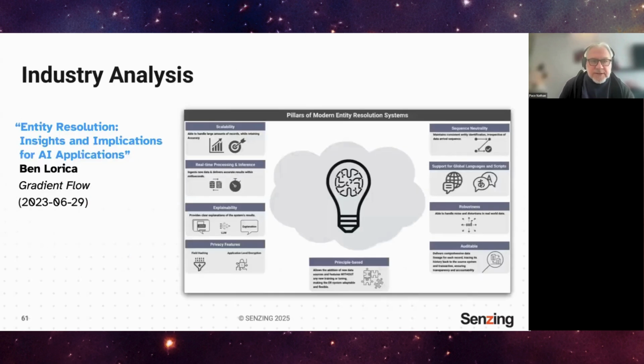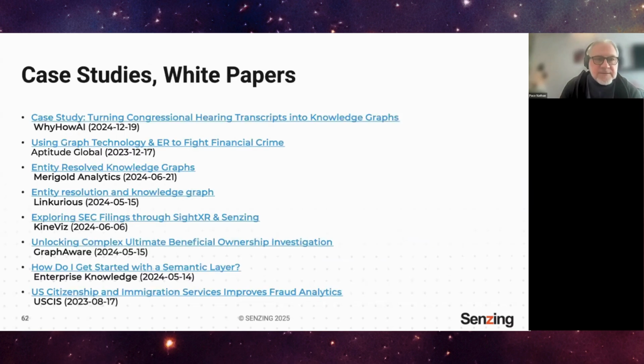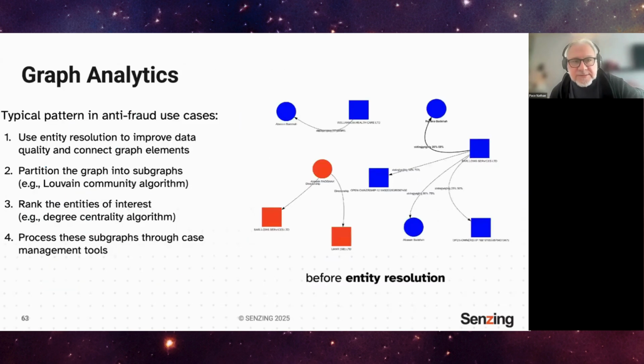Next slide, please. And to take this further, my colleague Ben Lorica, a couple of years ago, wrote this industry report about modern entity resolution systems, what to consider, where the hard parts are. And again, it's echoing a lot of what Jeff just presented, but definitely a good read there. And along with that, there are several other case studies. Here's a recent one from Waihow, an AI company in San Francisco, turning congressional hearings into knowledge graphs and then operating on them. A lot of other different partners and vendors we've been working with: Kinaviz, GraphAware, Enterprise Knowledge, and others.